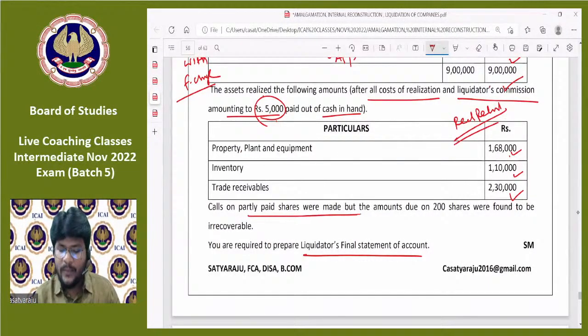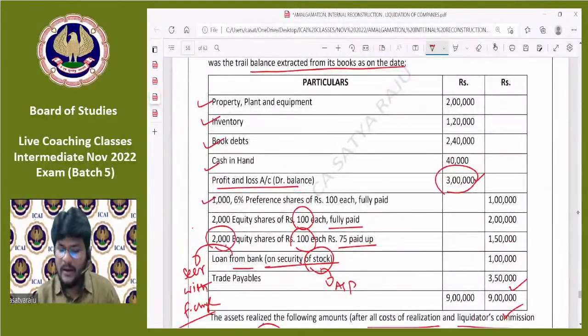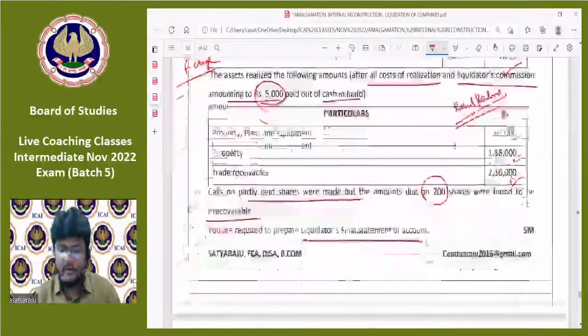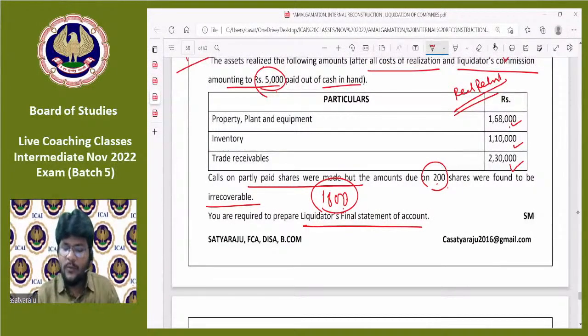Calls on partly paid shares were made, but the amounts due on 200 shares were found to be irrecoverable. That means here a total of 2,000 partly paid up equity shares are there. The liquidator made a call on the entire 2,000 equity shares, but out of which 200 shares were found to be irrecoverable, meaning the liquidator is able to recover call money from 1,800 equity shareholders only. You are required to prepare the liquidator final statement of account.